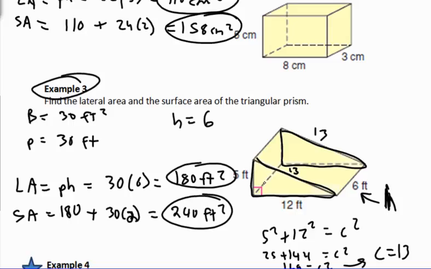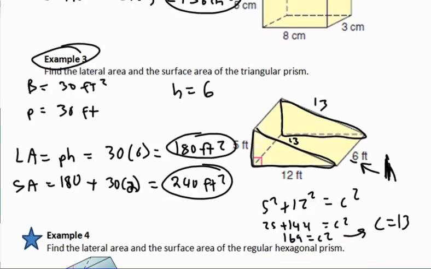They both happen to be 30, so that was interesting. The height of this whole prism, if you put it so that it's from base to base, would be, or the altitude would be this 6. Okay? And I found this third side of the triangle, the bases, by using the Pythagorean theorem. That would be 13. Used the formulas and found the lateral area to be 180 and the surface area to be 240 feet squared.